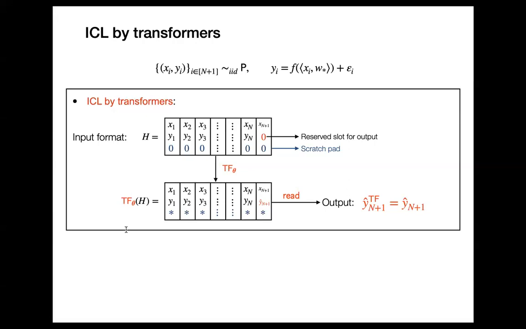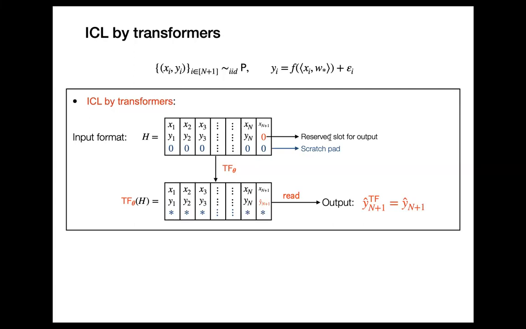And for the input format of this dataset to the transformer, we use this format. We concatenate x_i and y_i into each token of the transformer. The last token, the N+1 token, is a little bit different because we don't observe y_{N+1}; we want to predict y_{N+1}. So for the input format, here we take it to be 0. This is a reserved slot for the output of the transformer.